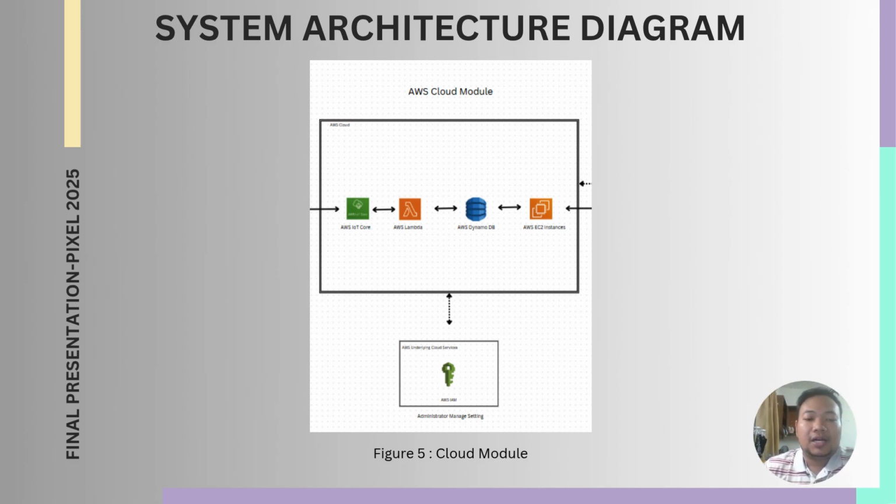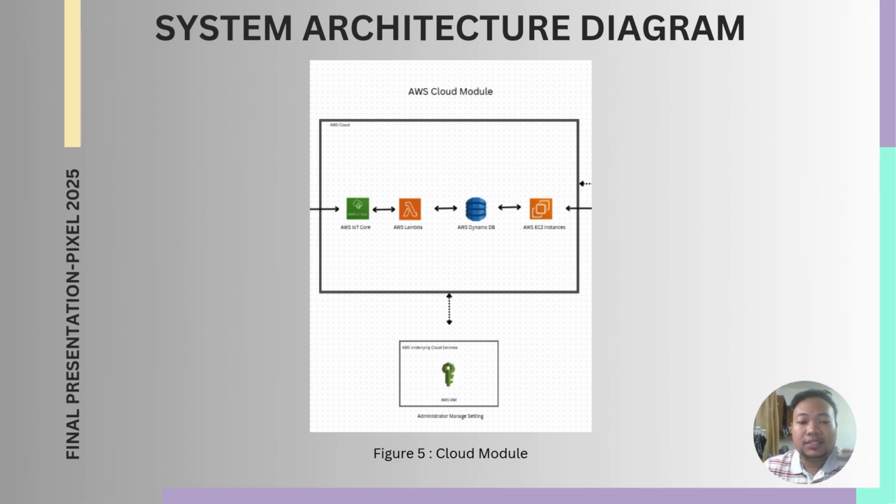For this part, there are several AWS services being used. The first one is AWS IoT Core, which is used to collect all the data from the IoT devices. Then the second one is AWS Lambda, which is used to enhance the data.